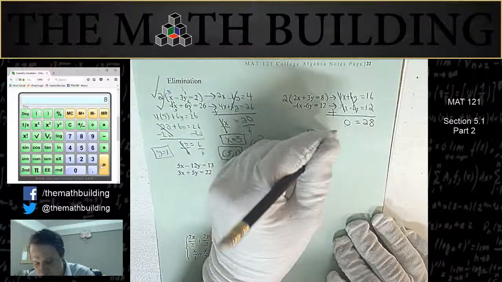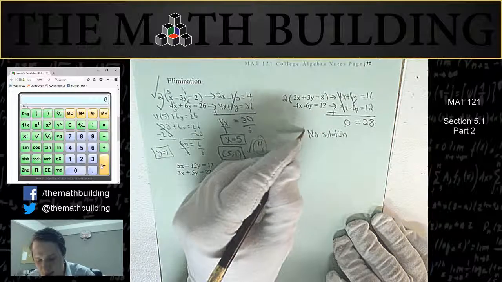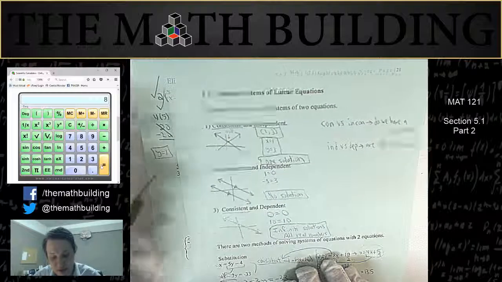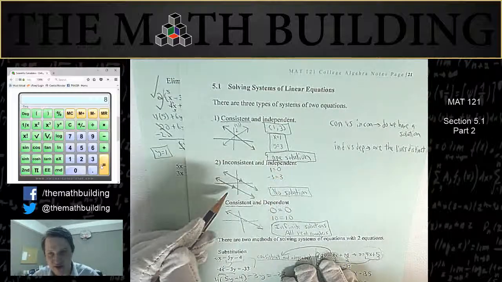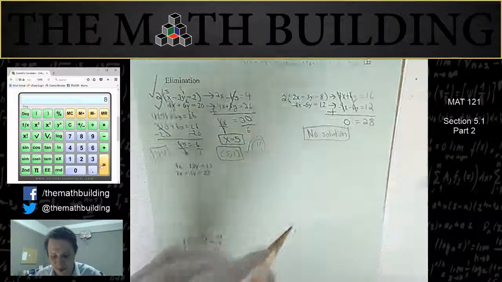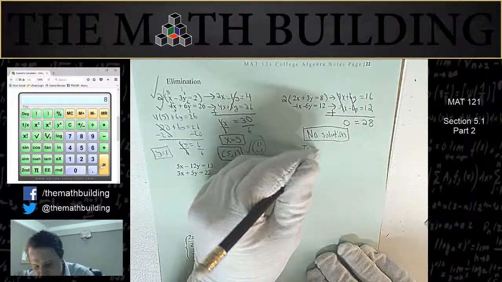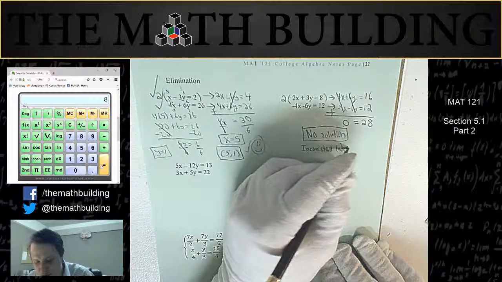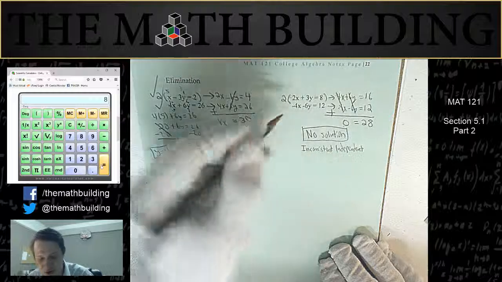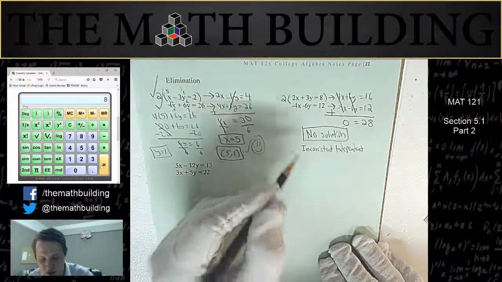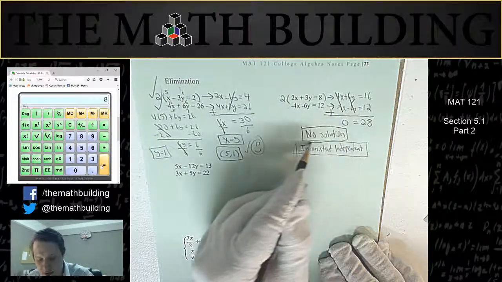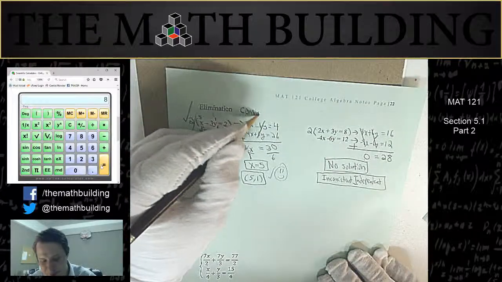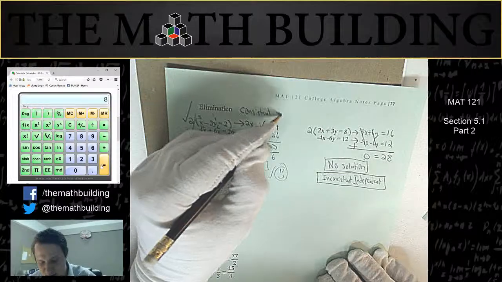So there's no solution. And do you remember what we call that? What type of system this is? From our previous page of notes, we see that this is an inconsistent and independent system. So this one is inconsistent because there's no solution, but the lines are still different from each other. The equations are different. They're not just a scalar multiple of each other. So they're inconsistent and independent. This one, remember, was consistent and independent.